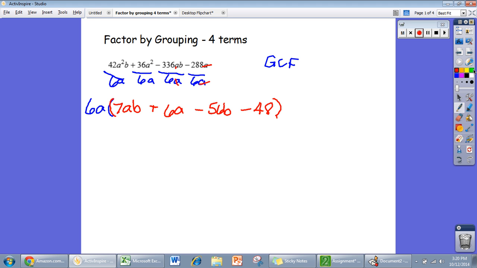So let's continue. We're next going to group them 2 at a time, grouping my first 2 terms and my last 2 terms. And of course, all these are still being added together. I just added grouping symbols. So let's take a look at the first 2. 7 and 6, I can't think of anything I can divide those 2 by, but I certainly can divide both by an a. So my a gets factored out, and what remains is 7b plus 6, because the a's cancel out here and here.